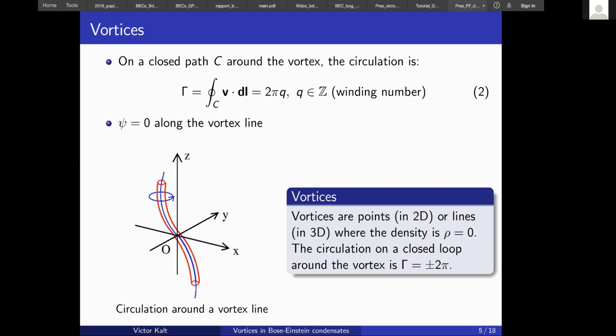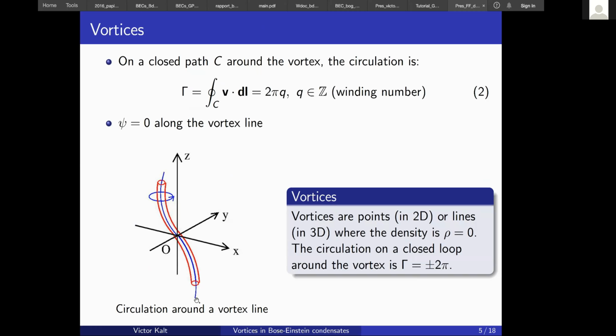We then have the definition and the two properties of a quantum vortex. It's a point in 2D or a line in 3D with 0 density. And if we compute the circulation on a closed loop around them, we will find plus or minus 2 pi. I will ignore vortices with q different from plus or minus 1 because they are thermodynamically unstable, so I will not talk about those here.